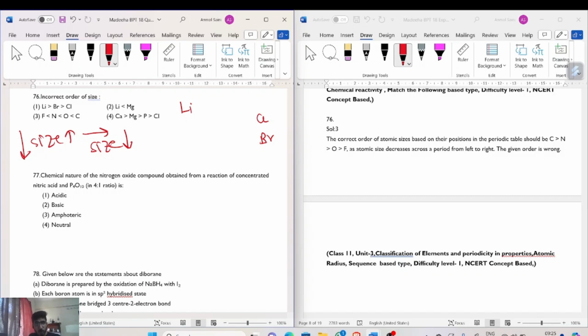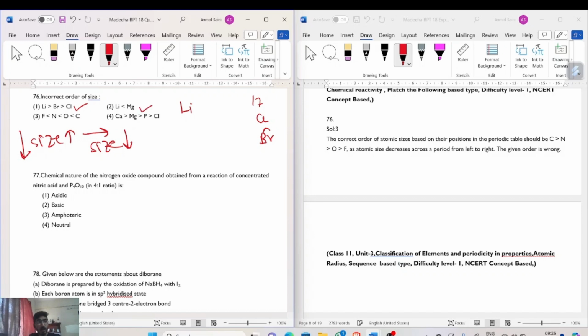So in the first we are given lithium, bromine, and chlorine. First of all, we know that the size of bromine will be greater than chlorine, and we know that lithium will have a larger size than bromine because it is lying on the more left side. It is lying on the left side, and these are present in group 17, which is on the right side of the periodic table. So size decreases when we go from the left side to the right side. So this order is correct. Now lithium and magnesium. Magnesium will have a larger size than lithium.